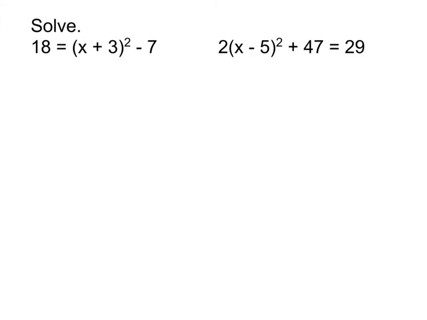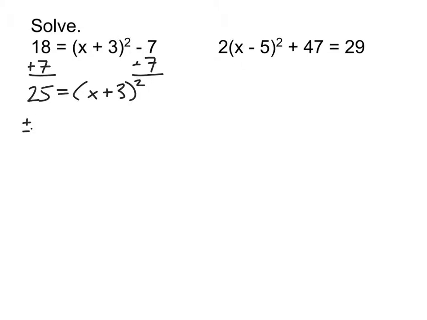So now let's put all the pieces together from today's work with yesterday's work of solving quadratics. Please solve both of these equations. So for the first one, again, we need to get the squared part by itself first. So that means, in this case, getting rid of the 7. So I have 25 equals x plus 3 squared. Now that I have the squared part by itself, I can take the square root of both sides.